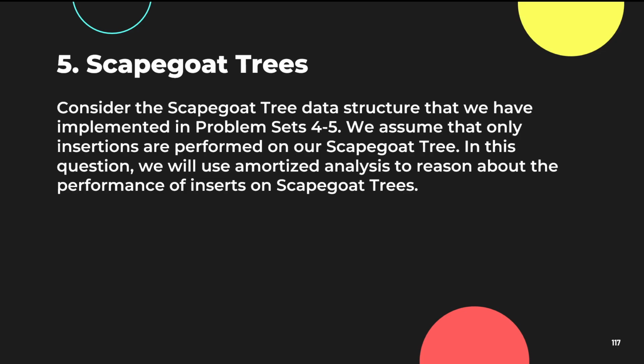your problem set 4, about scapegoat trees. Okay? So consider the scapegoat tree data structure that we have implemented. We assume that only insertions are performed on our scapegoat tree. In this question, we will use amortized analysis to reason about the performance of inserts on scapegoat trees.